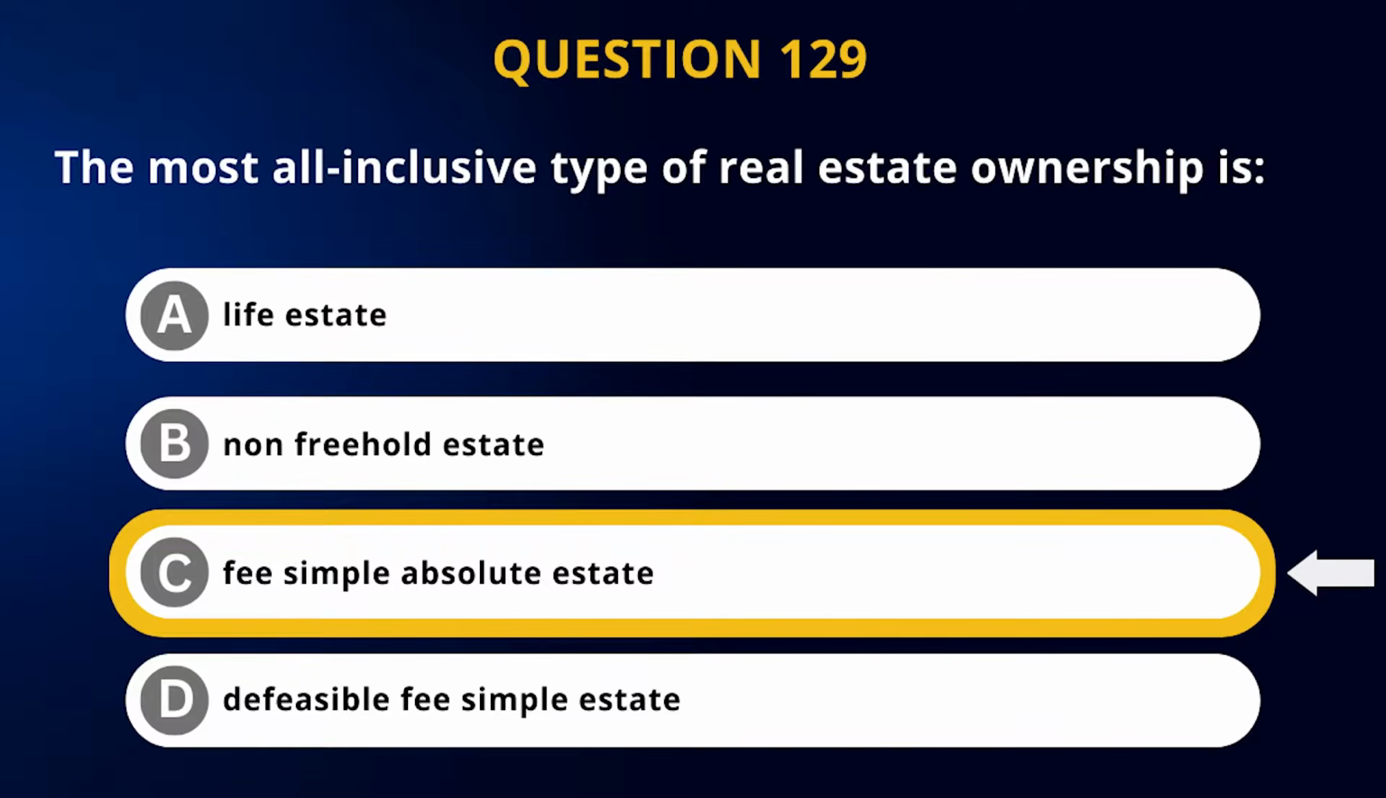Non-freehold estate is the same as saying a leasehold estate. And a life estate is a freehold estate, but it has limitations. Upon the death of the life tenant, the property could revert back to the original grantor, or it could go to some other party. And as you might have learned in some of your real estate courses, that's called per autre vie. So here in the United States, fee simple absolute is the highest.